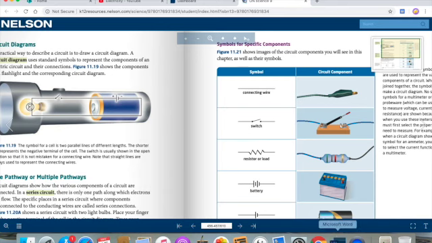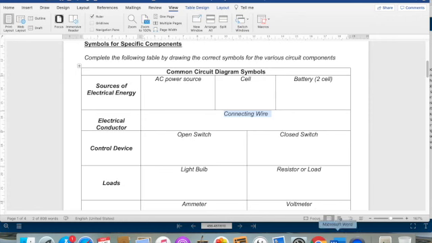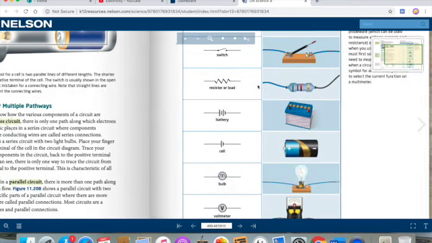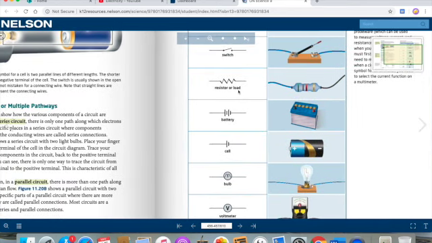The switch, open switch versus closed switch. We see a switch in this case. The closed switch is just, this is an open, right? Because this shows it open. A closed switch is just a straight line connecting the two dots. We see that we have a resistor or a load, right? Specifically, resistor looks like this, the sort of jagged line.